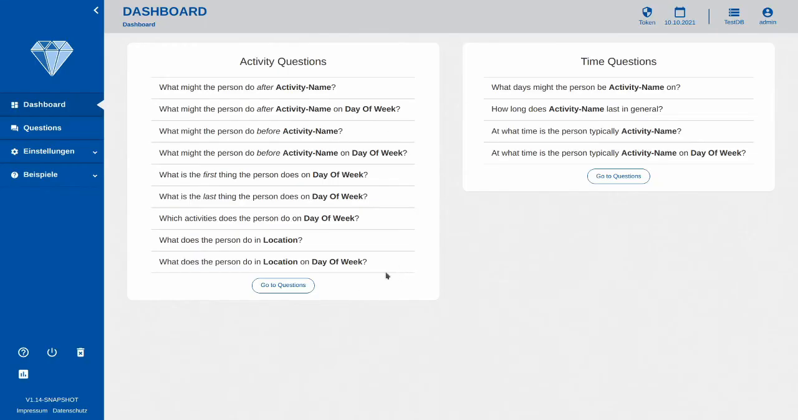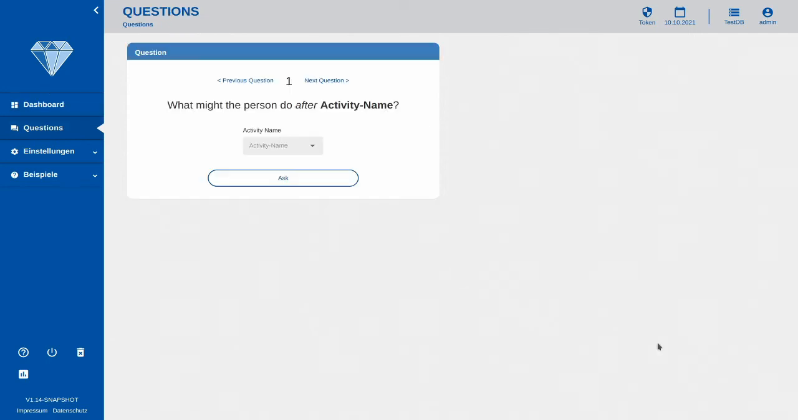This is what the final application looks like. It has 2 pages, the dashboard and the question page. In the dashboard, one can see all the questions that the user can ask organized into groups, the activity questions and the time questions.